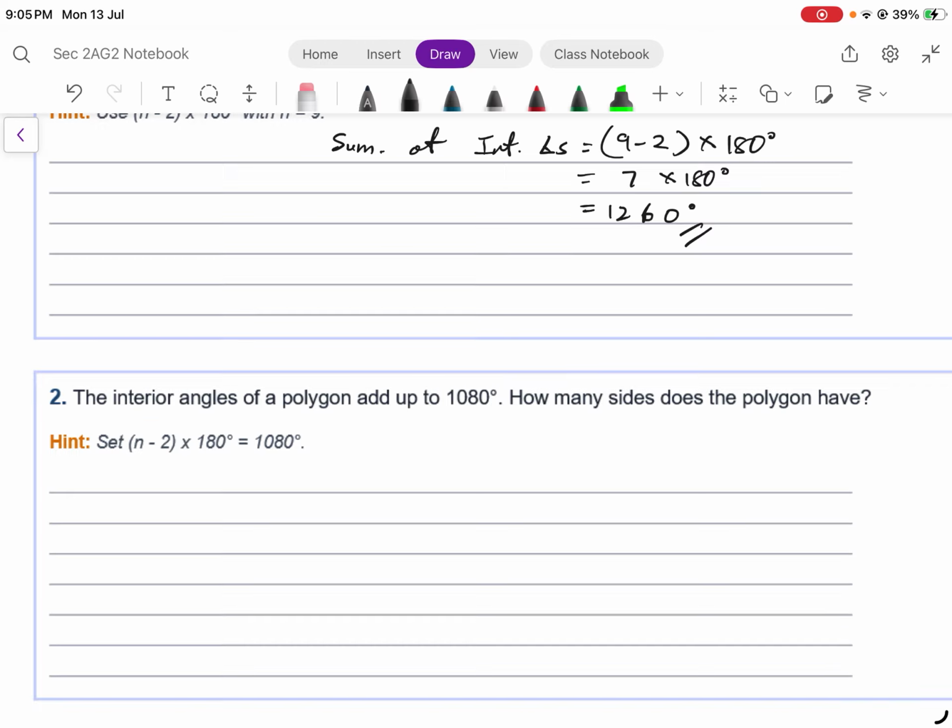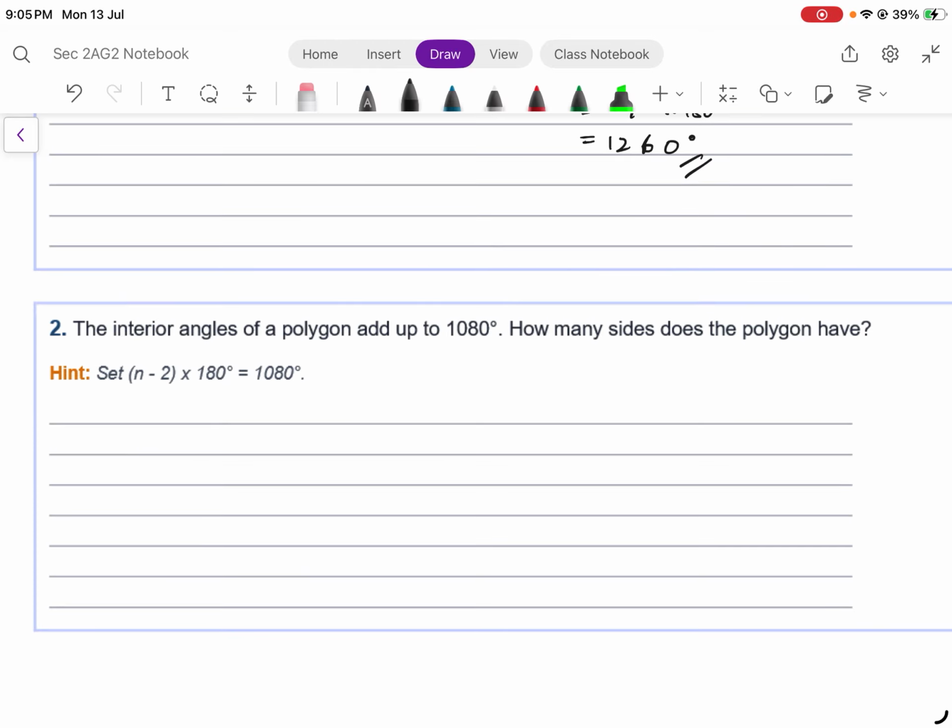The interior angles of a polygon add up to 1080 degrees. How many sides does the polygon have? So now we have to work backwards. You see the hint here. n minus 2 times 180 equals 1080.